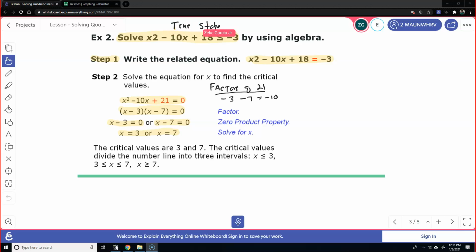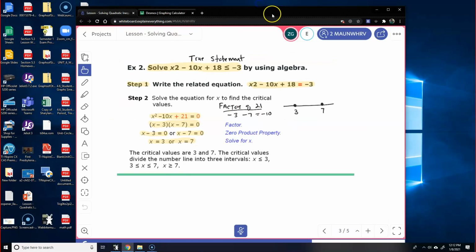What are the x values that are going to make this a true statement? So we know that definitely -3 and -7. I'm sorry, we know that 3 and 7 are going to make it a positive statement or a true statement.